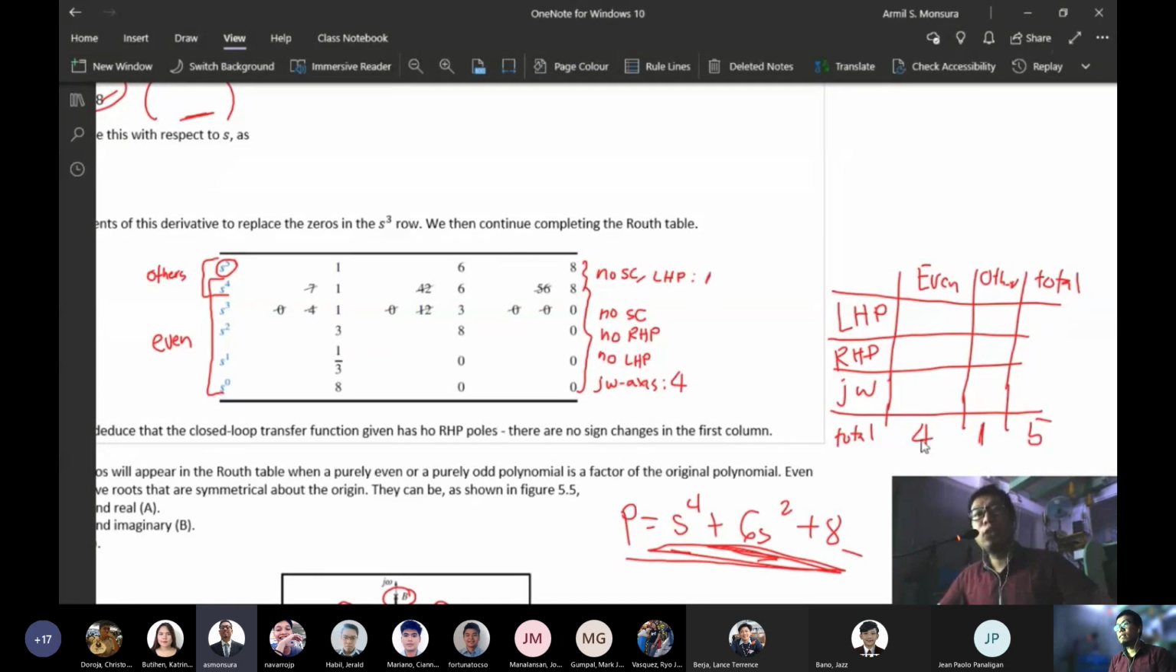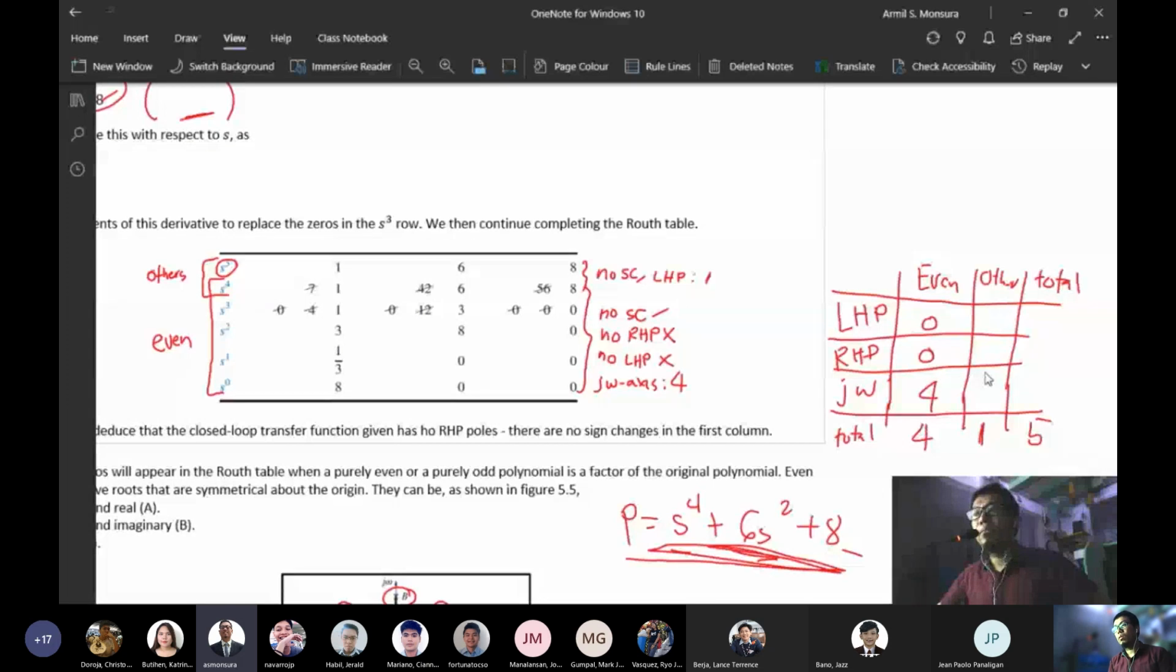Again, sa even polynomial, dahil 4th degree, 4 yung inaasahan nating poles galing doon. Tapos, since 5th degree yung original polynomial ninyo, 5 yung poles na hinahanap natin. So, kung 4 galing sa even, yung others ngayon, isa na lang yung hahanapin natin. Ngayon, tingin tayo sa even. Walang sign changes. Therefore, as a requirement ng symmetry, walang right half plane at walang left half plane poles. So, itong 4 na to, nandun lahat sa J omega axis.